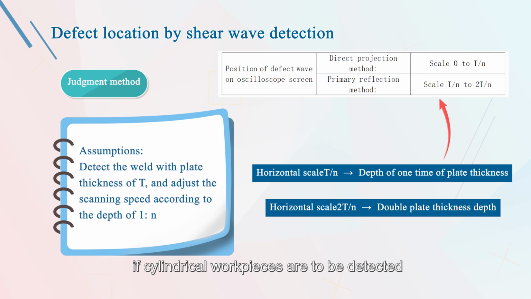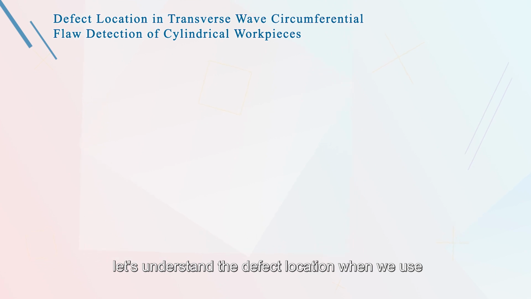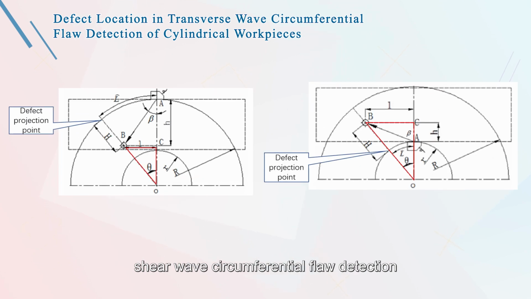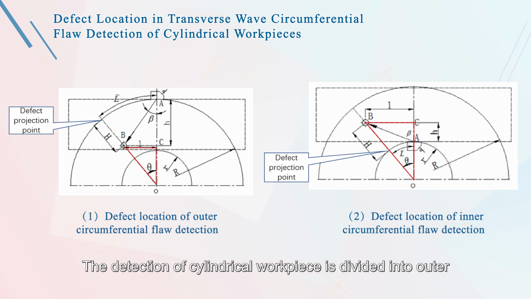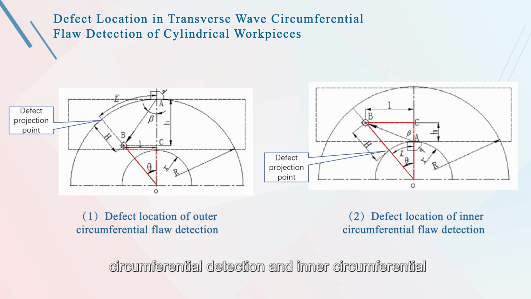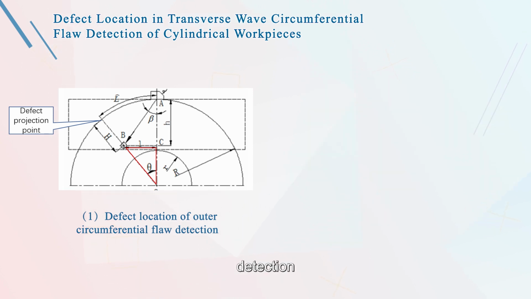However, if cylindrical workpieces are to be detected, the method and the formula are different. So next, let's understand the defect location when we use shear wave circumferential flaw detection for the cylindrical workpieces. The detection of cylindrical workpieces is divided into outer circumferential detection and inner circumferential detection.